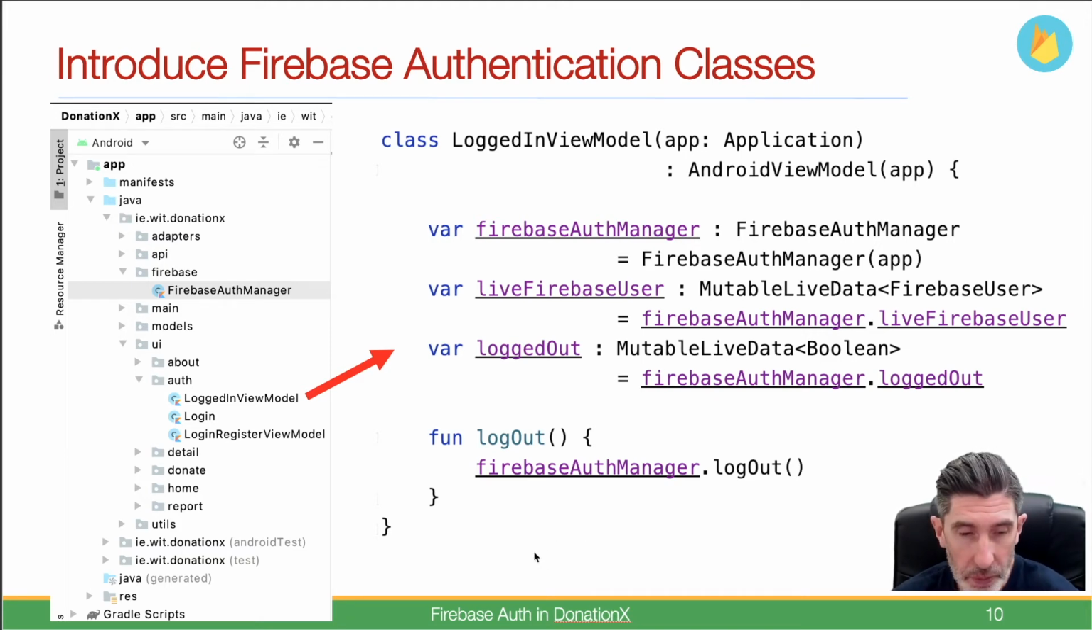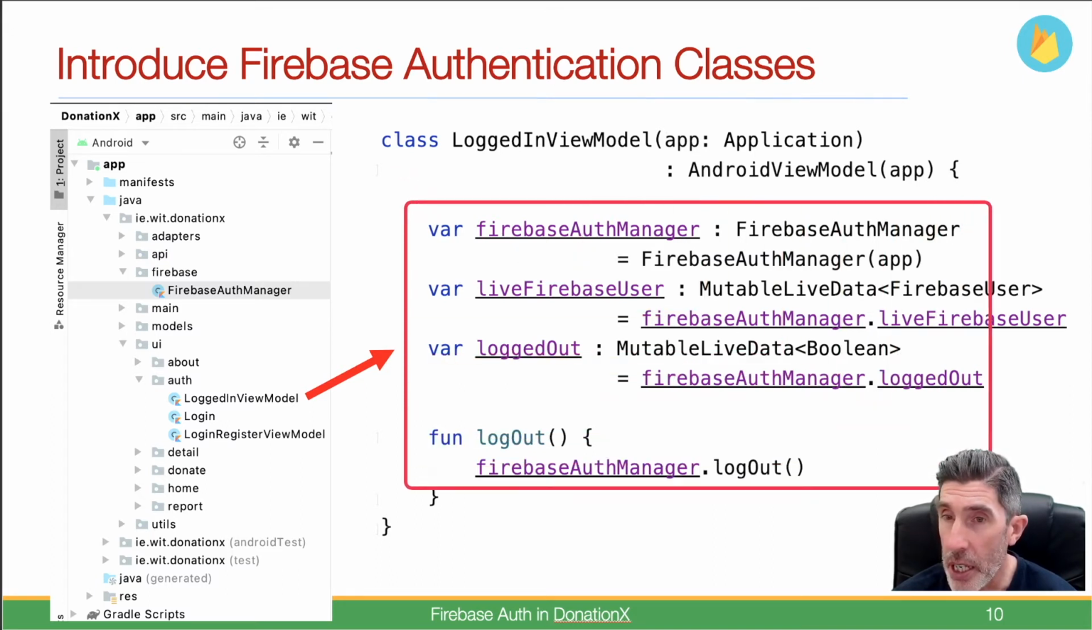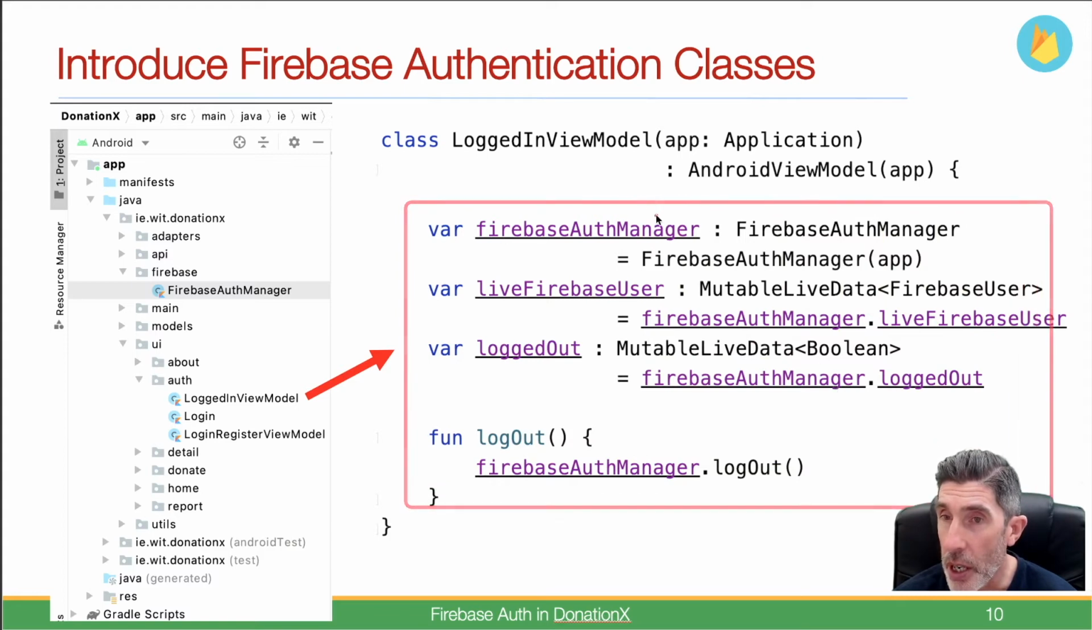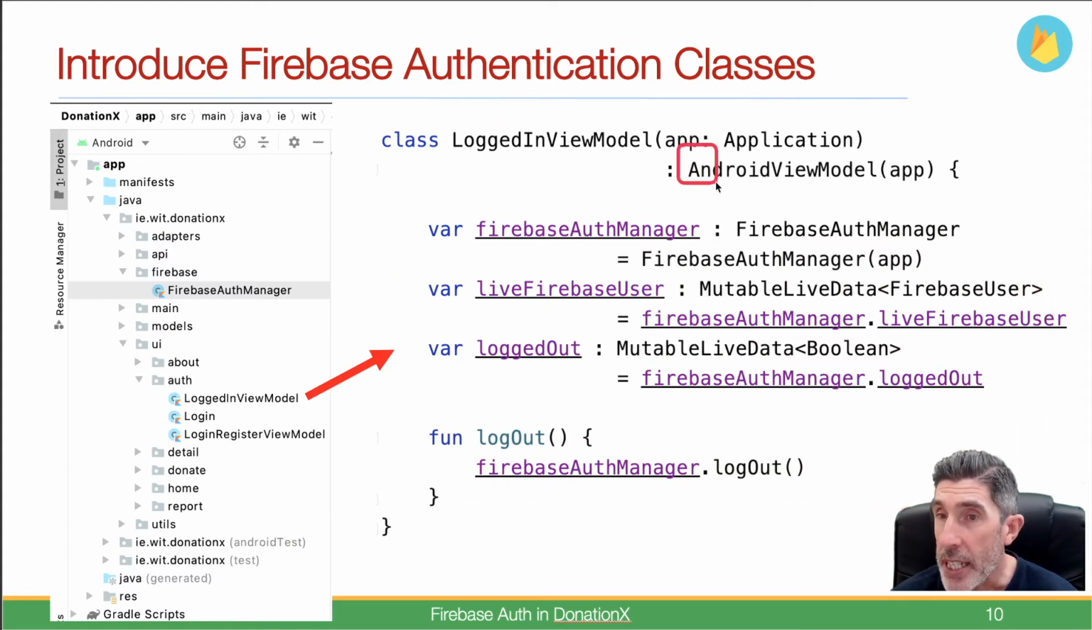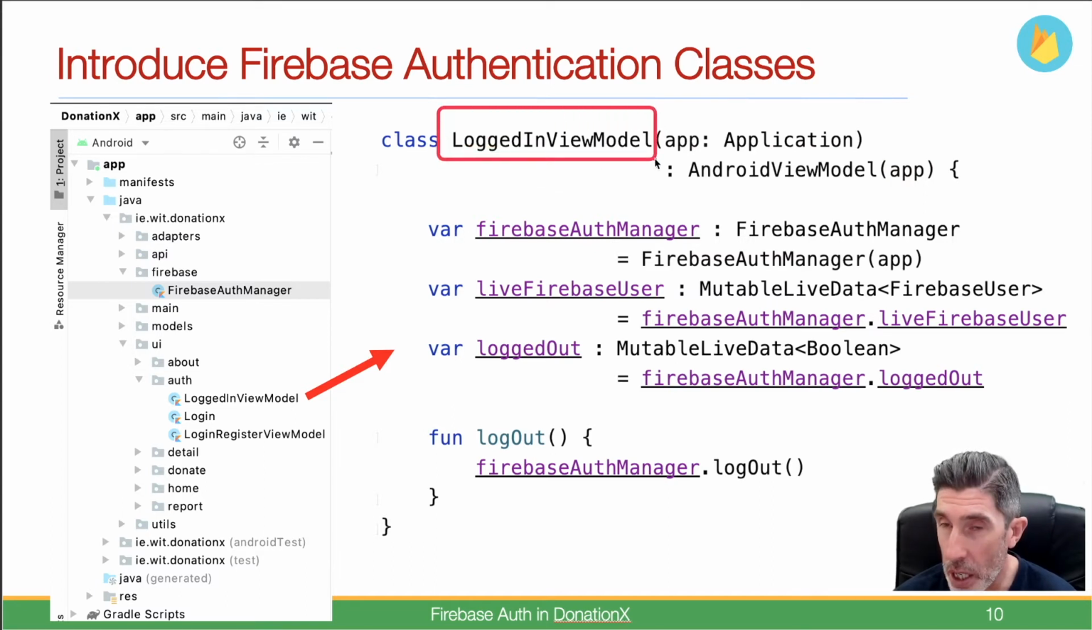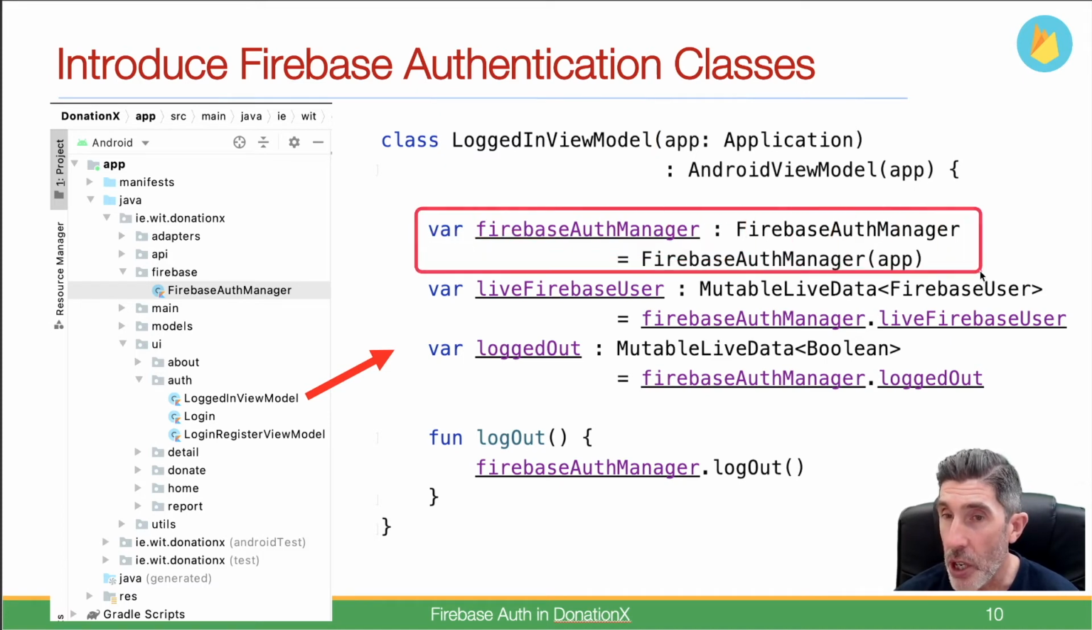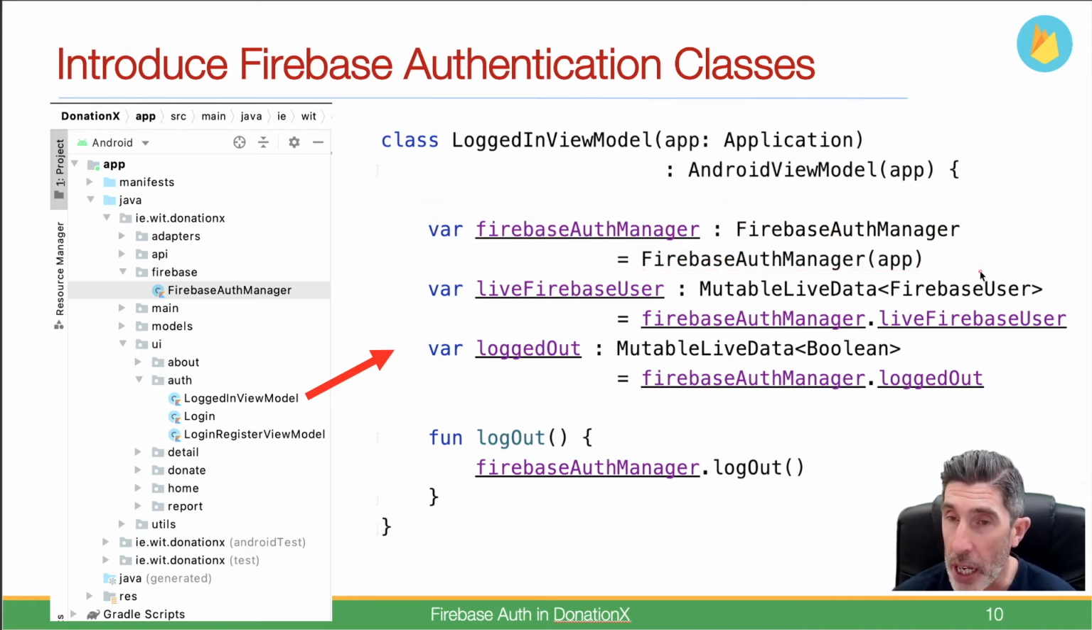So with our logged in view model, just keeping track of a few other properties again. We have our Firebase Auth Manager instance, and there we are. So again, notice that we are extending from Android view model because we want to get at the application object. So this app, that's an implicit application object that we can pass in to our logged in view model instance, which in turn will allow us to create that Firebase Auth Manager, which ultimately will allow us to keep track of the Firebase user, the authenticated user, across the whole app.